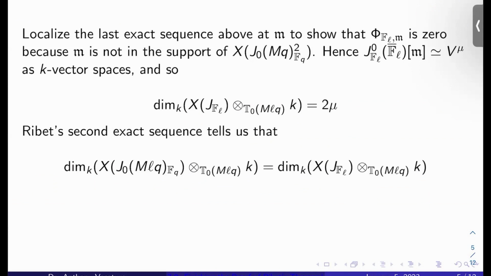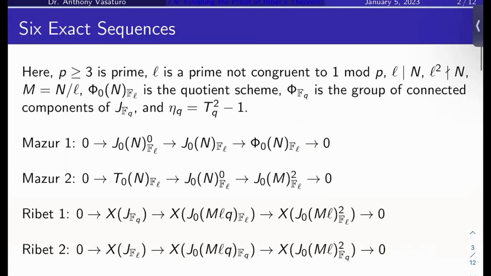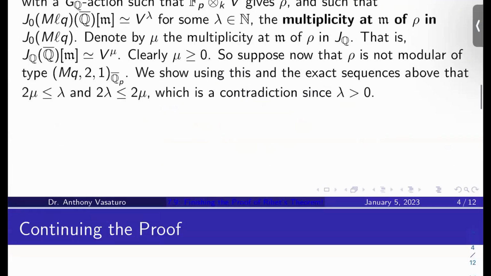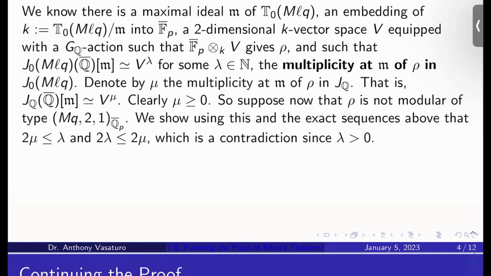So what does that say? Well, that says that J0 FL bar points, taking the M torsion, has to be isomorphic to V to the mu as K vector spaces. The reason for that is if you go to the definition of these multiplicities, you have JQ of Q bar M torsion is isomorphic to V to the mu.